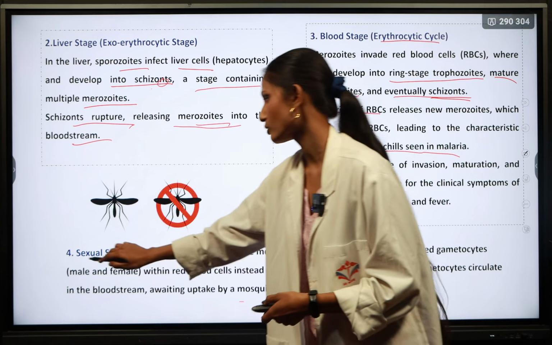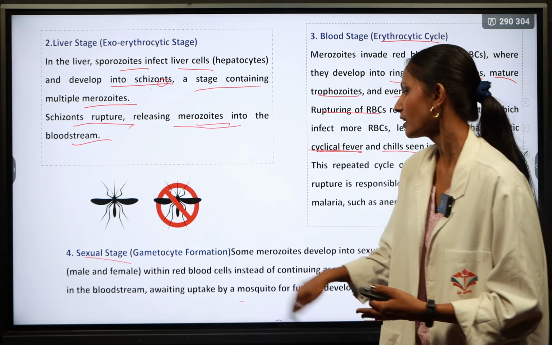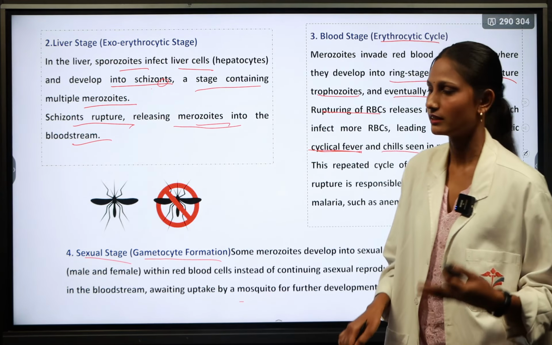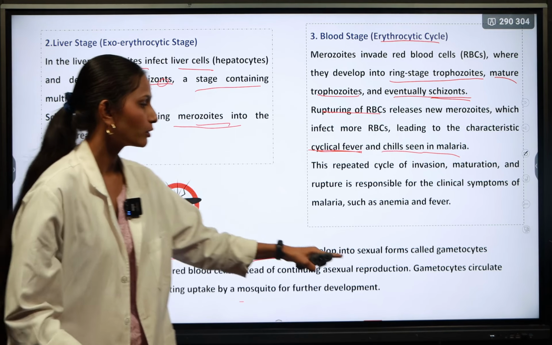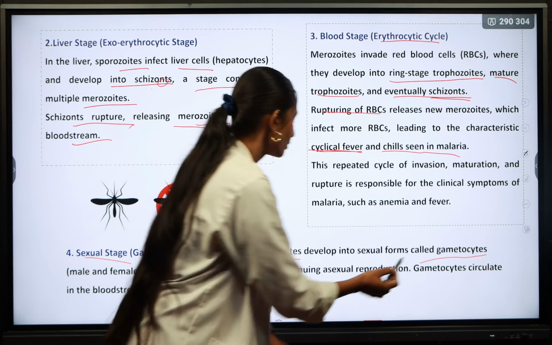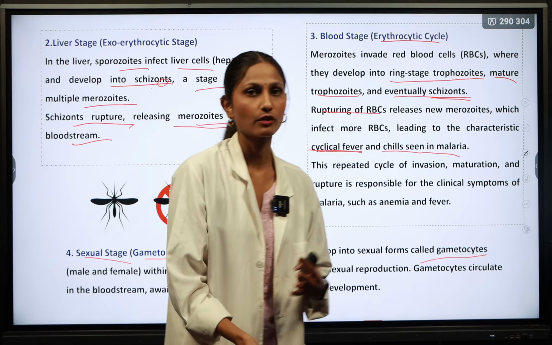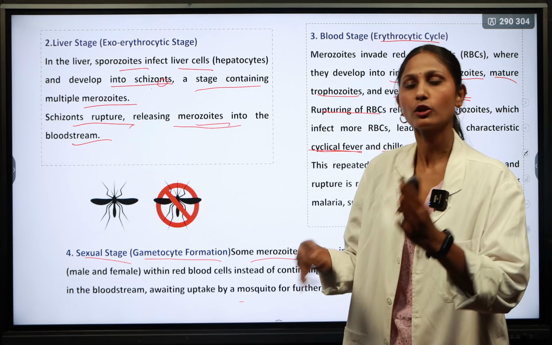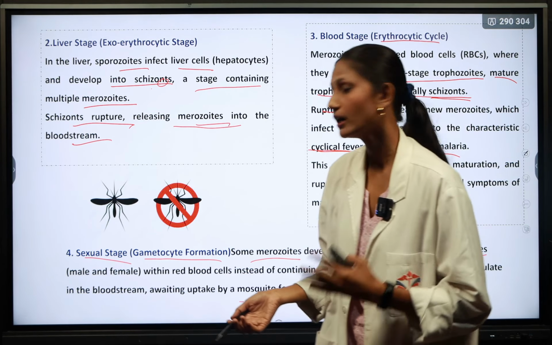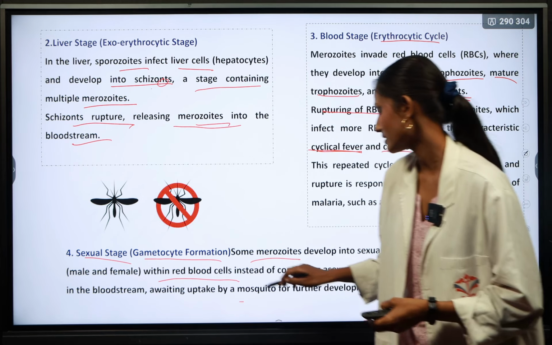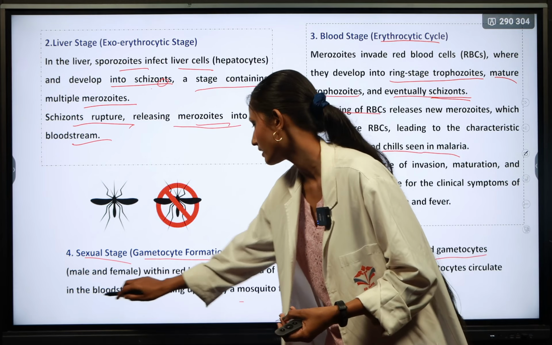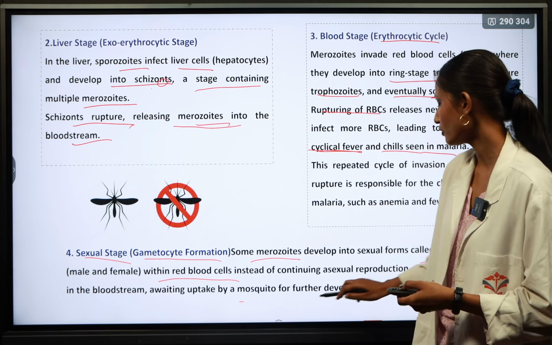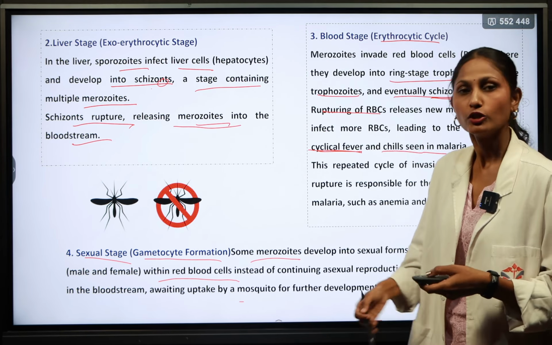The next stage is the sexual stage. In this stage, gametocyte formation takes place. Some of the merozoites which are released develop into the sexual form called gametocytes, one male and one female. Then within the red blood cell, instead of continuing asexual reproduction, gametocytes circulate in the bloodstream awaiting uptake by the mosquito for further development. That gametocyte will be further developed and will fuse.